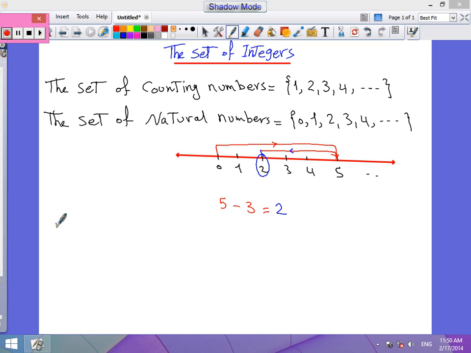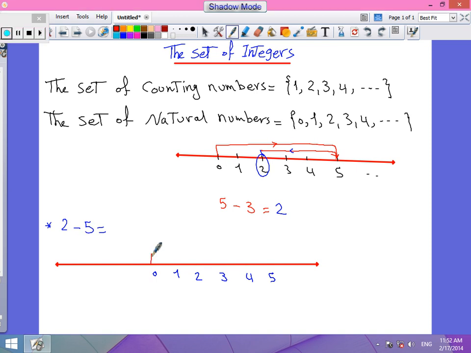If I have another example, 2 minus 5, use the number line to represent this example. The number line 0, 1, 2, 3, 4, 5. 2 minus 5. Moving from 0 till 2 is the first step. And now, minus 5. Move back 5 steps: 1, 2, where is the third step?